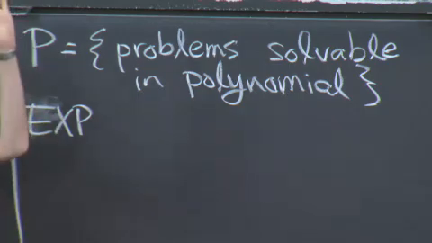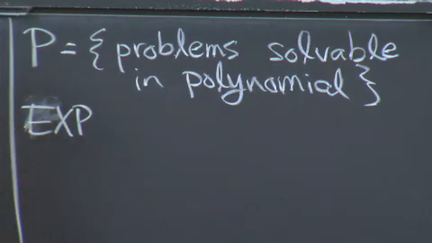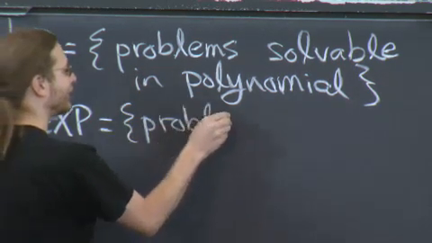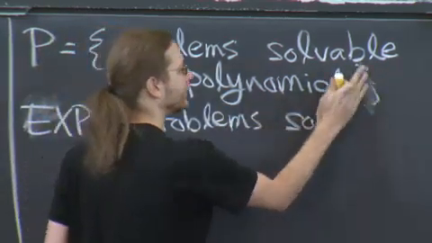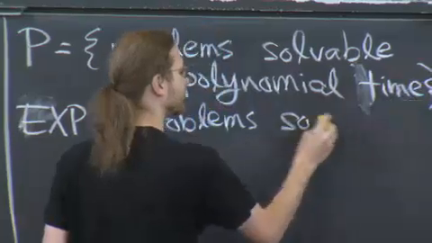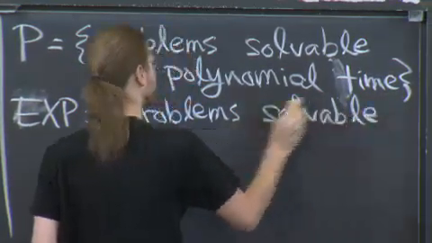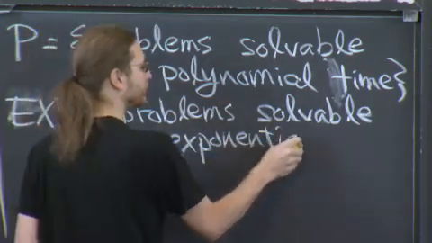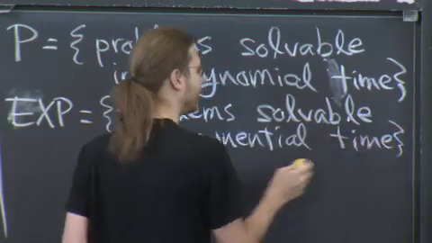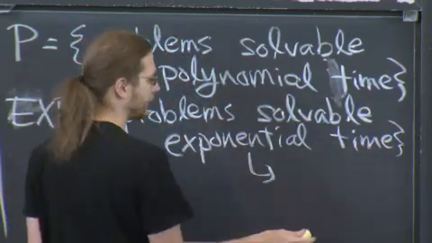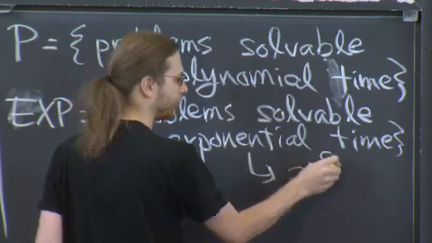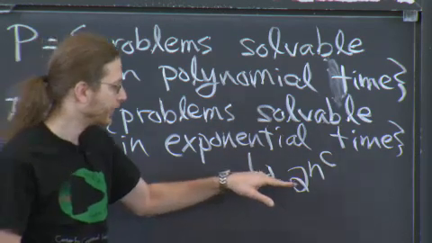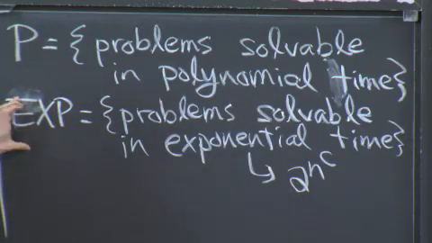What's next? Exp. How many people know what Exp is? Or you can guess. Any guesses? Exponential. These are all the problems you can solve in exponential time. If you want to be formal about it, in this case, exponential means 2 to the n to some constant. So not just 2 to the n, but also 2 to the n squared, 2 to the n cubed. Those are all considered. Exponential in a polynomial is considered in the class Exp.